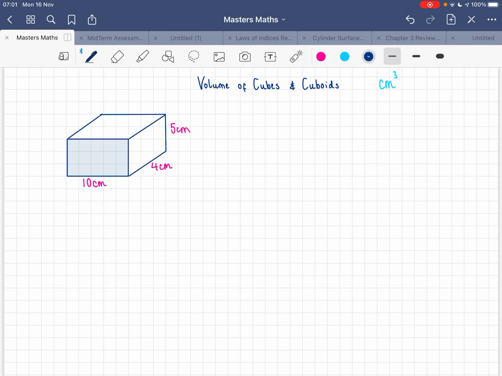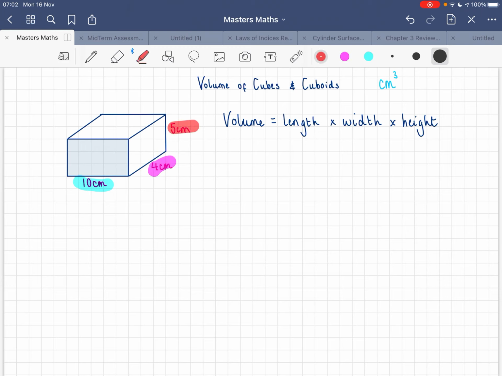It's pretty straightforward. To work out the volume of a cuboid, you do length times width times height. So obviously you will have 3 dimensions because it is a 3-dimensional shape. You can call them whatever you like, really: length, width, depth, or length, width, height, like I'm calling them here, as long as there are 3 completely separate dimensions. So you've got 10, you've got 4, and you've got 5 there, and you multiply all 3 of them together.